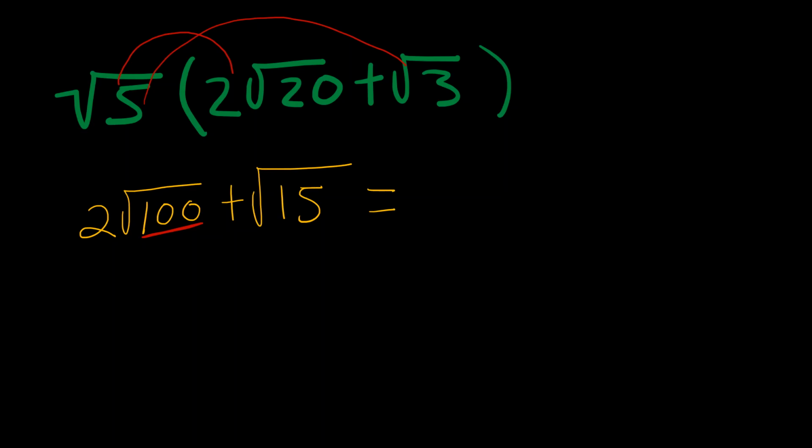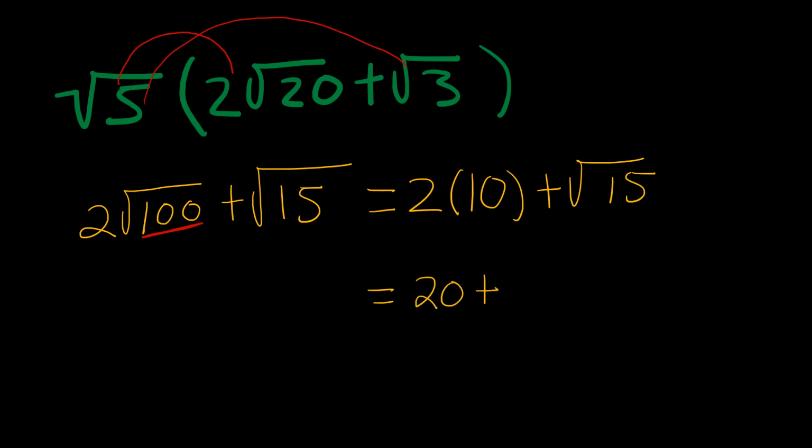So we can rewrite this equation as 2 times 10 plus the square root of 15. And 2 times 10 is just 20, so it'll be 20 plus the square root of 15. That will be the final answer.